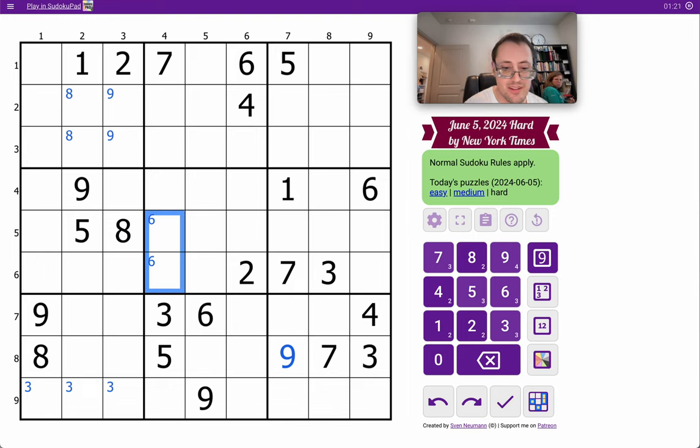And on the right, okay, 3 ends up here. 7 ends up those two. And that's all I'm gonna get.